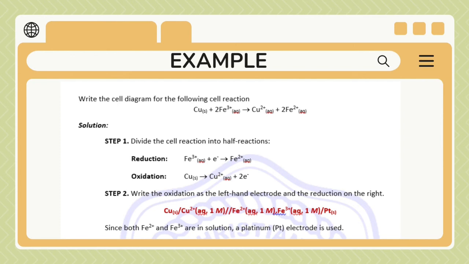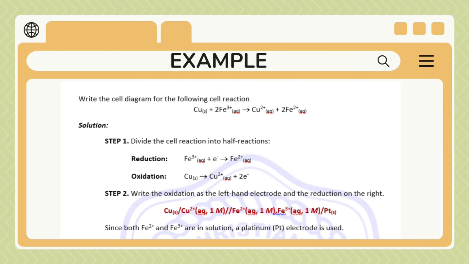Okay, so we're going to have Cu solid. This is what we call the phase bar, Cu2+ aqueous 1M. And right after that, we're going to denote the salt bridge as a double bar. And right after that, we're going to write Fe2+ aqueous 1M, and then Fe3+ aqueous 1M over Pt solid.